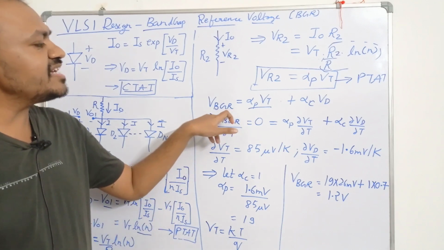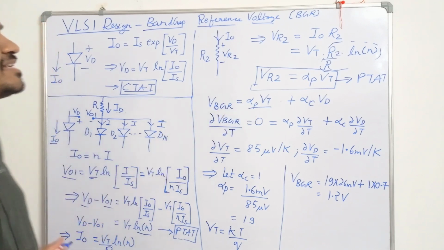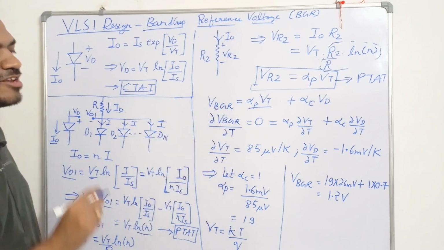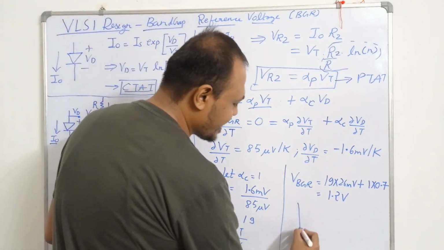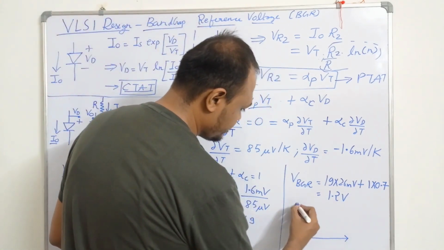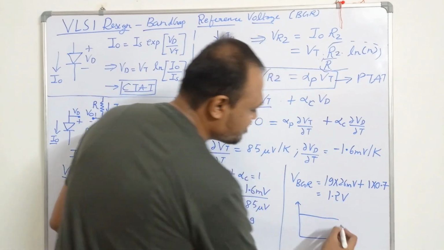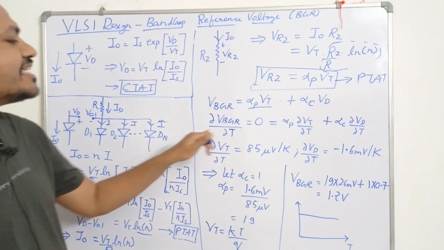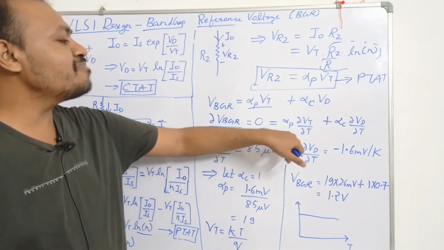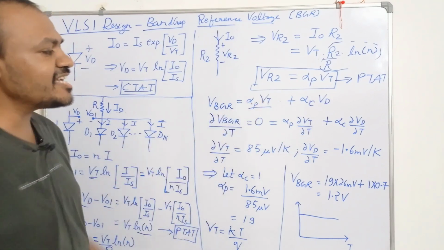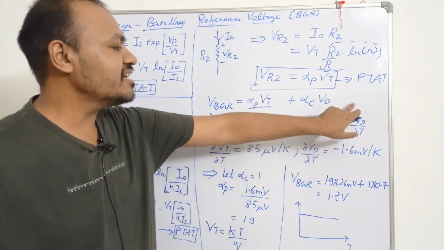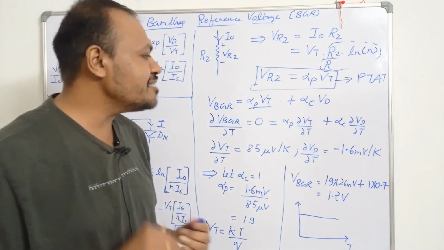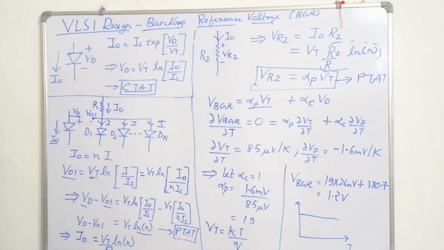So this VGR will be a constant line, so obviously its slope will be 0. If you plot the graph of VGR with respect to temperature, it will be a constant line, so its slope will be 0. So equating the slope to 0, we have 0 equal to alpha p. If we differentiate this with respect to temperature, we get delta Vt by delta T, and if we differentiate this with respect to temperature, we will get delta Vd by delta T. Obviously alpha p and alpha c are constant.